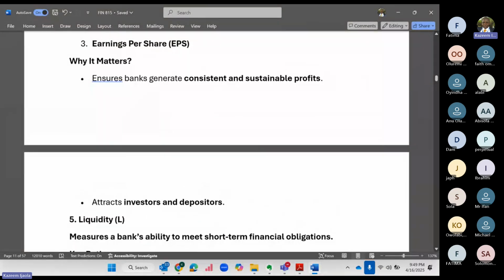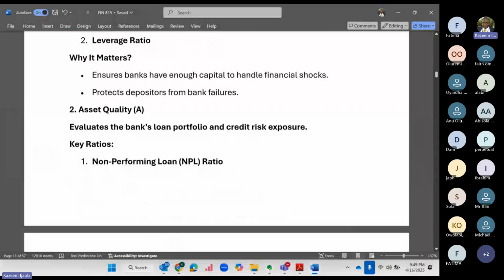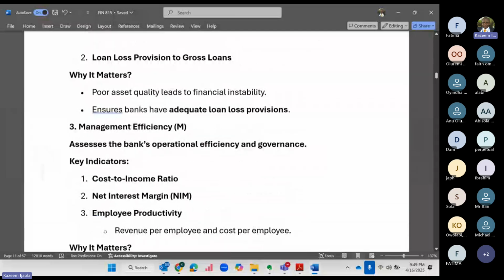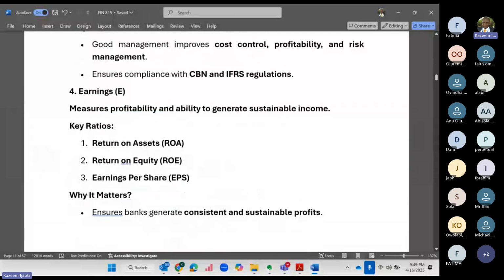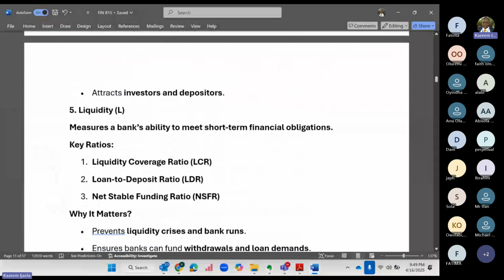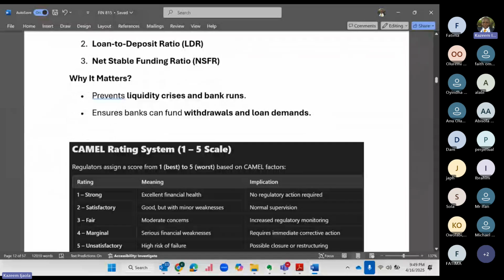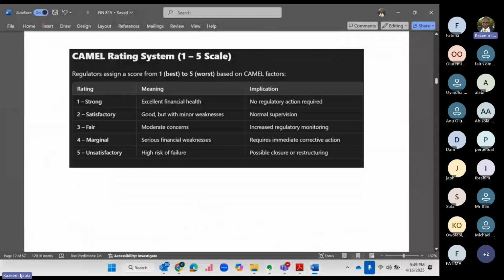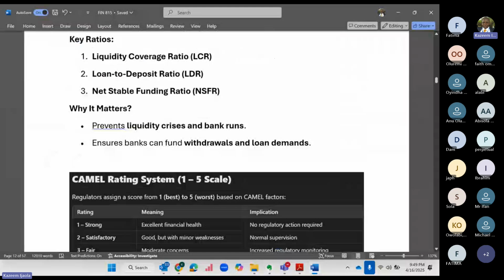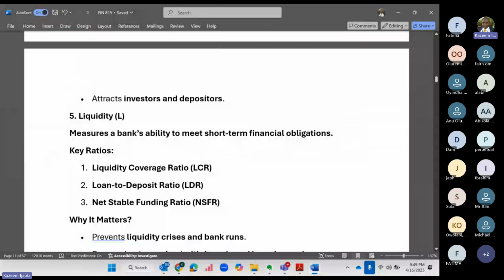CAMEL. C, capital adequacy. A, asset quality. M, management efficiency. E is what? Let me scroll. E is earnings, and L stands for what? Liquidity measurement. So these are what you need to know under this CAMEL. So I've been able to summarize 4 topics with us tonight, right? I need to stop it here for now.